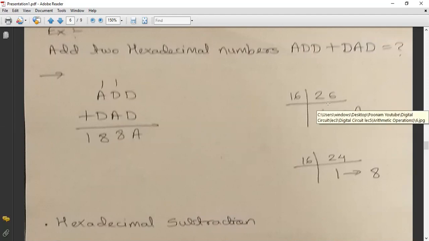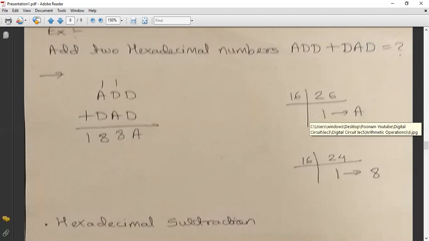Okay, 26 is greater than 15. So we are going to subtract 16 from this number because it's a hexadecimal number. Okay, so by dividing 26 by 16, we will get 1A. So A will be written here and 1 will be carried over. Okay, now again D plus A. D is nothing but 13. 13 plus carry, that is 1, is 14, and 14 plus A, that is 14 plus 10, is nothing but 24. Okay, now 24 is again divided by 16. What answer will we get? We will get 18. Okay, so 8 with carry over 1.